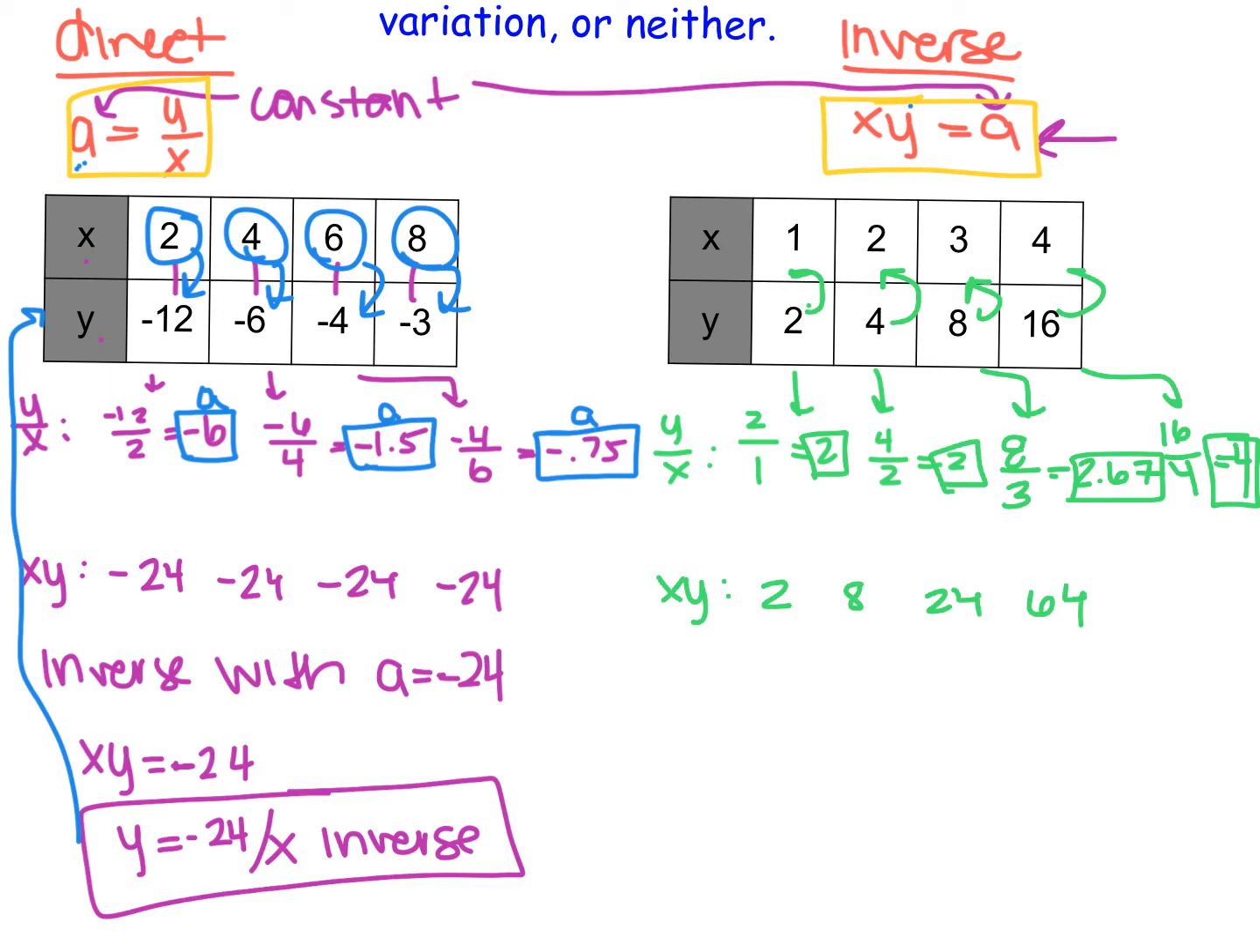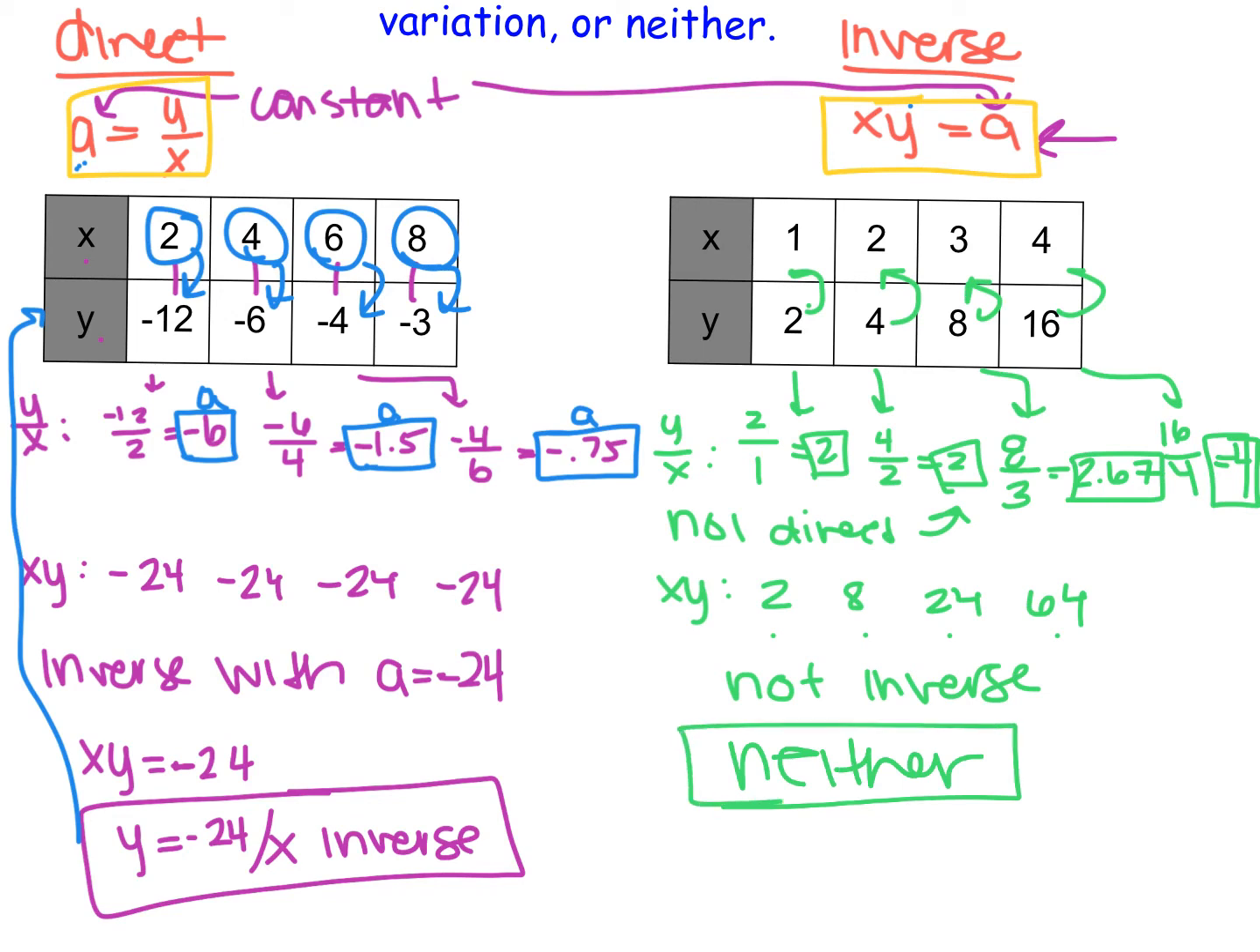So because when I divide them with y over x and multiply them with x times y, I'm not getting constant a values, I can say this is not a direct variation because of this first proof here. And I can also say that this is not an inverse variation. So this is some other type of equation. And because it doesn't fit either pattern, I can simply write that this is neither variation. Now, if you want to know why this is neither variation, this is actually the equation y equals 2 to the power of x, which doesn't fit into a direct or an inverse variation equation type.